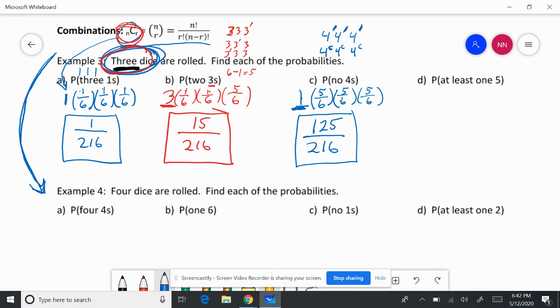Now, letter D is a little complicated. I'm going to show you 2 different ways of solving this. I'm going to show you the long way first, and then I'm going to show you the easy way. And my hope is that whenever you see it, at least you're going to do the short way. So it says at least 1 5. At least 1 5 means 1 5 plus 2 5s plus 3 5s.